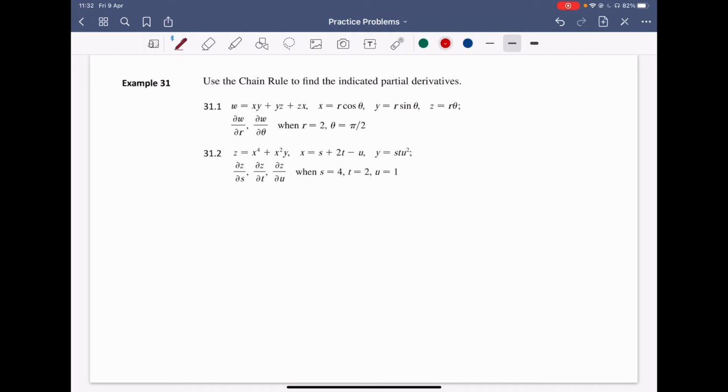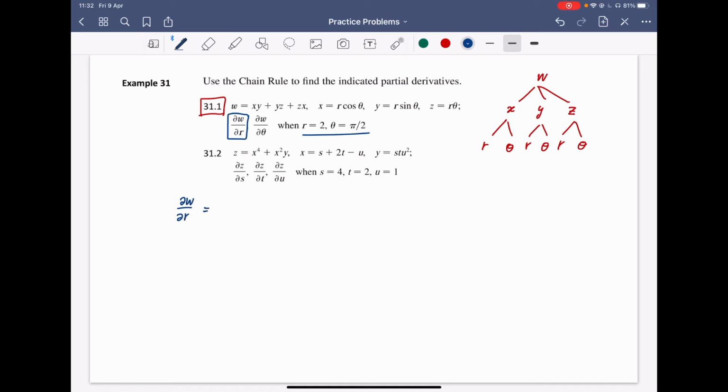So the diagram for question 31.1: W is a function of x, y, and z, and x is a function of r and theta, y is a function of r and theta, z is a function of r and theta. So this is actually the diagram. For the question, we're going to compute the partial derivative of W with respect to r first, and then evaluate at the given point after.